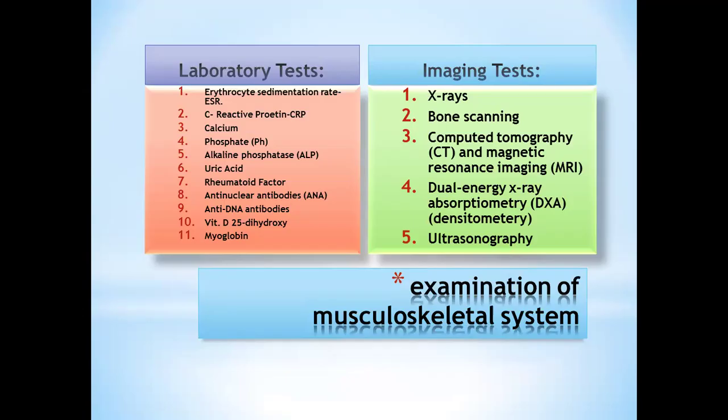Examination of the musculoskeletal system also includes laboratory tests and imaging tests. Laboratory tests are the following: erythrocyte sedimentation rate, C-reactive protein, calcium, phosphate, alkaline phosphatase, uric acid, rheumatoid factor, anti-nuclear antibodies, anti-DNA antibodies, vitamin D3, vitamin D 25-hydroxy, myoglobin. Imaging tests: X-ray, bone scanning, computed tomography, MRI, densitometry, and ultrasonography.